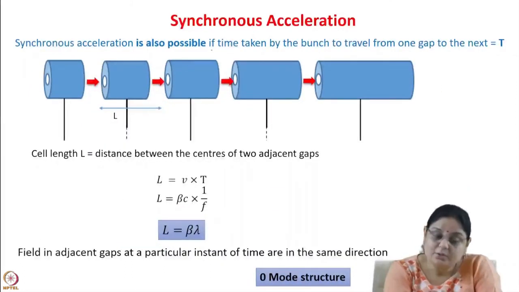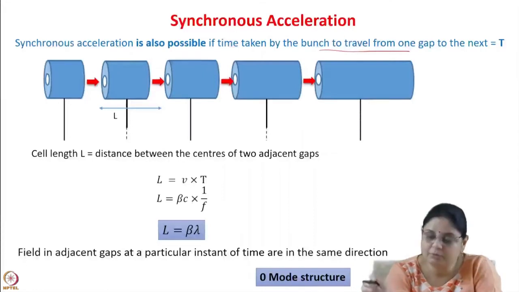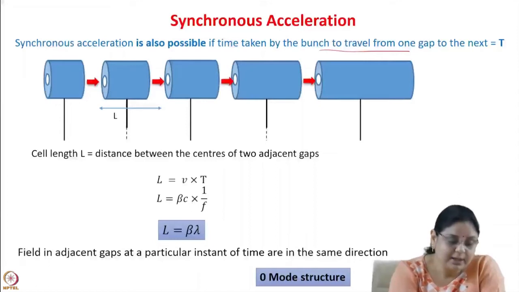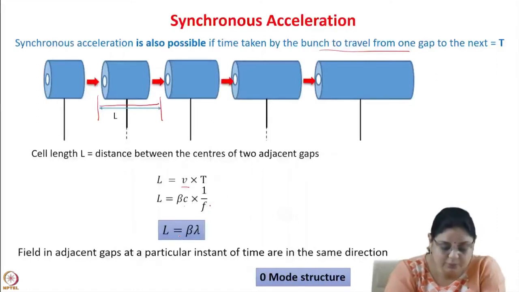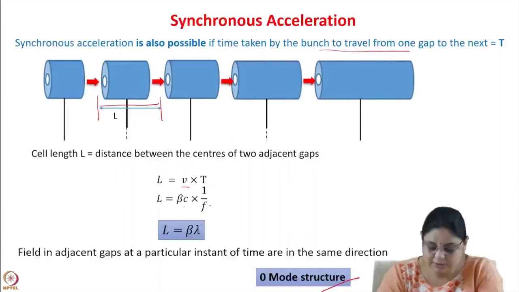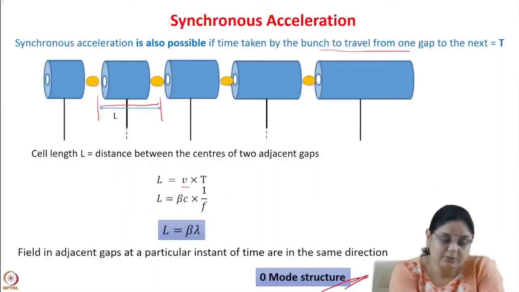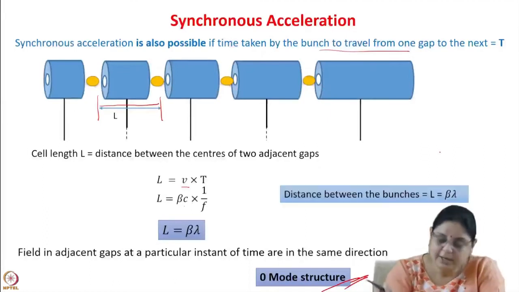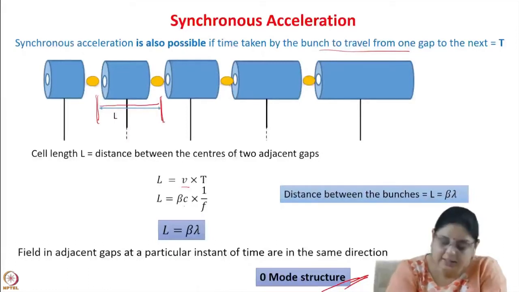Now synchronous acceleration is also possible if the time taken by the bunch to travel from one gap to the next is T, or one full RF cycle period. So in this case now, the cell length, again defined as center to center distance, is V times T, because now the time taken to travel this distance is T. So L is equal to, V can be written as beta C and T can be written as 1 by F. So L becomes beta lambda. Also in this case, if you notice the fields in the adjacent gaps, they are all in the same direction. So this type of structure is known as a zero mode structure. Because the field is in the same direction in all the gaps, at a particular instant of time I can have a bunch in all the gaps. So if I calculate the distance between the bunches, it is simply equal to the cell length, and that is equal to beta lambda.